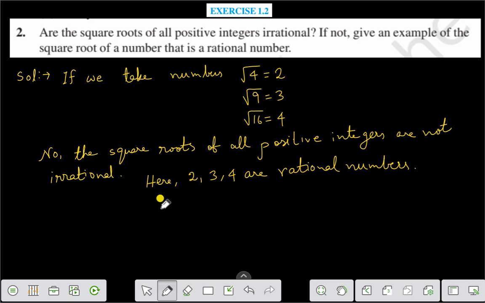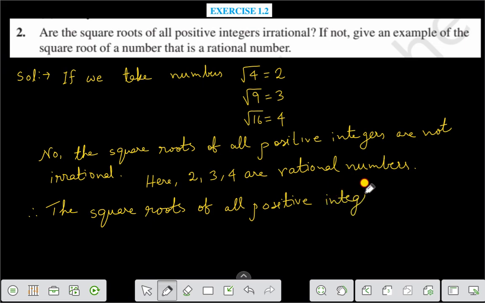Right? The square roots of all positive integers are not irrational. Therefore, the square roots of all positive integers are not irrational.